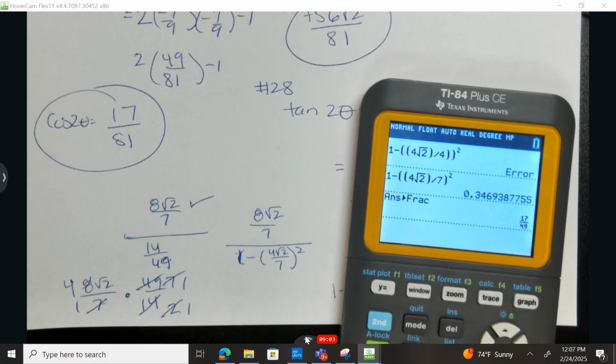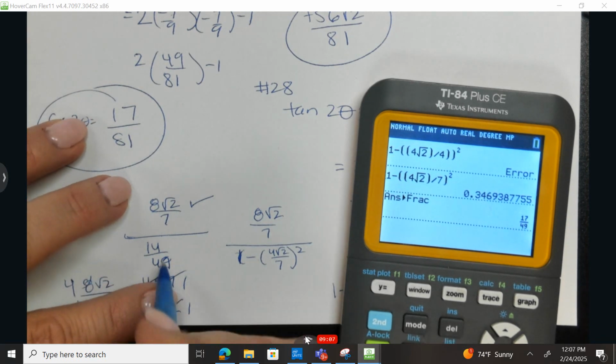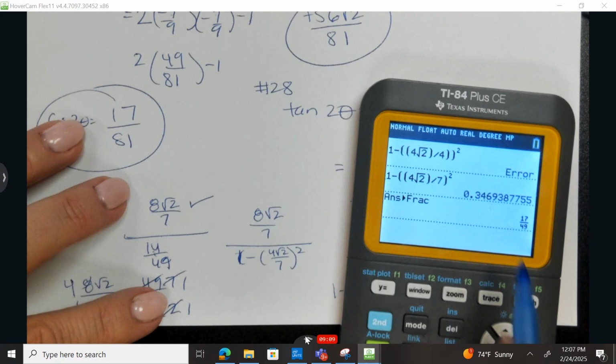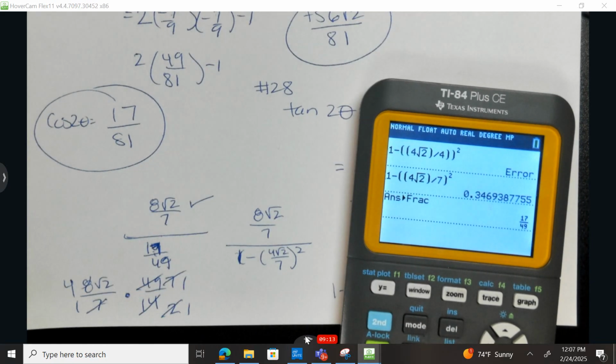Yeah, I have 17 over 49. 17 over 49 is right. Oh, you know what? I wrote it down wrong before. 17 over 49. My messy handwriting, I didn't read it right. That's why this was wrong.